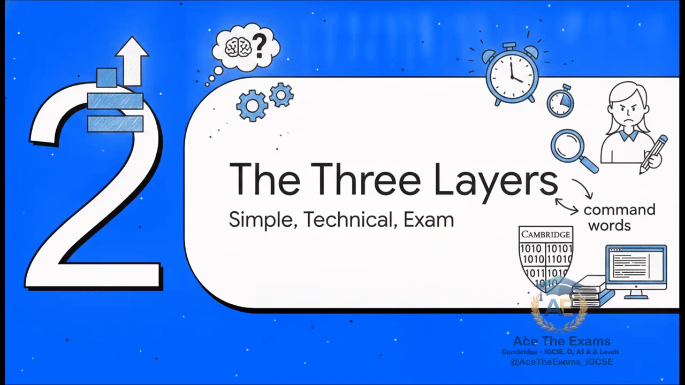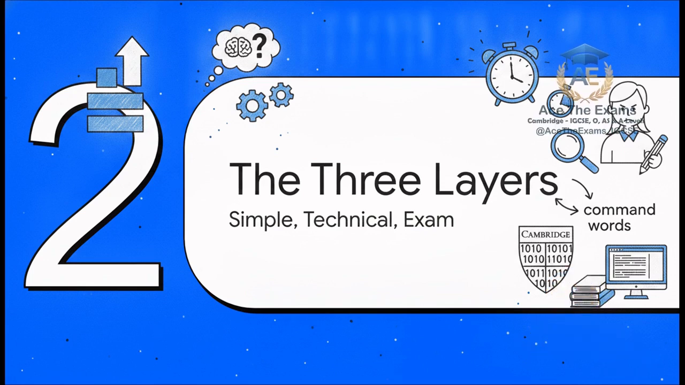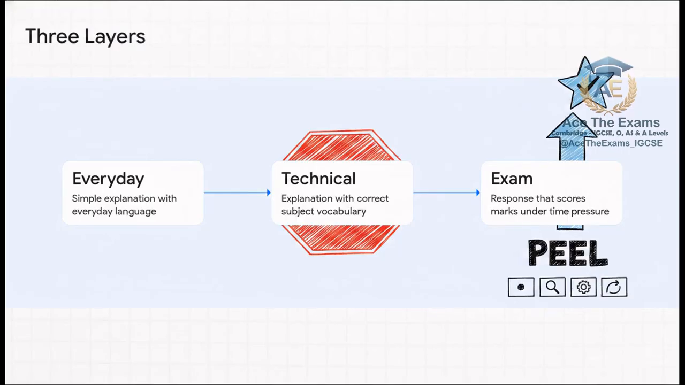Let's move on to Section 2, the 3 layers of explanation. This is all about moving from a simple idea to a highly technical, exam-ready answer. Now, what's really interesting about this concept is that it shows exactly where students get stuck.